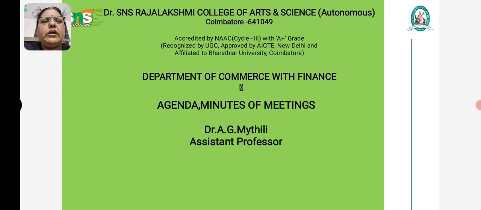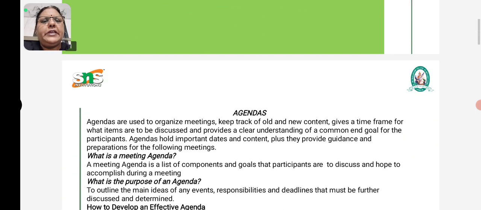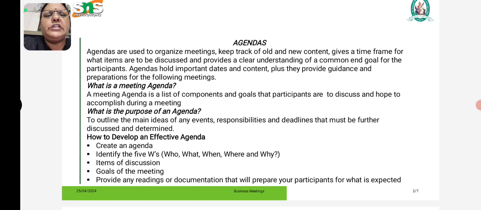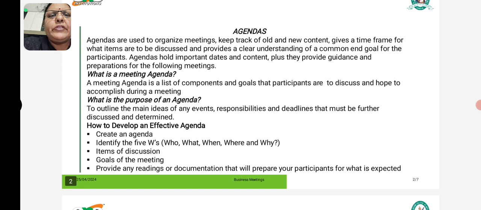In this video, we are going to see about agenda and minutes of a business meeting. So what is an agenda? Agendas are used to organize meetings, keep track of old and new content, give a time frame for what items are to be discussed, and provide a clear understanding of a common end goal for the participants. Agendas hold important dates and content, plus they provide guidance and preparation for the following meeting.